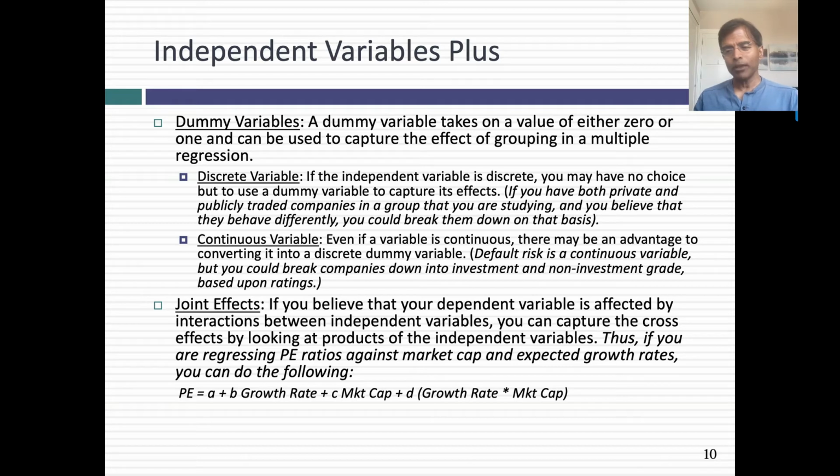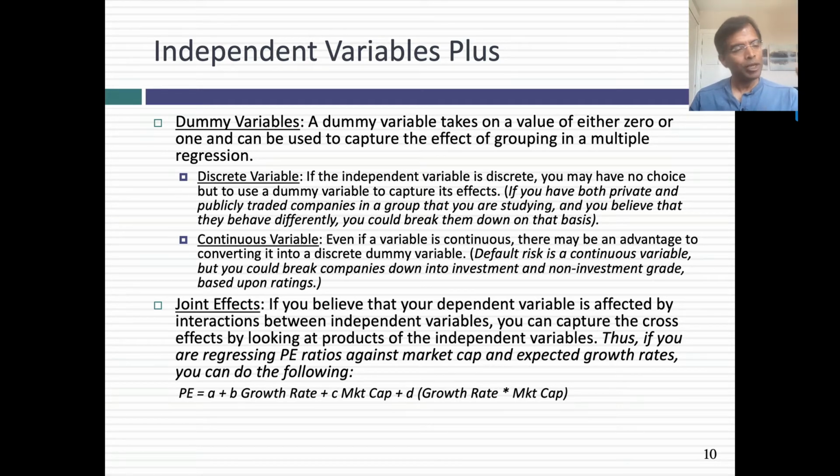Now, incidentally, when you talk about multiple regression, there are a couple of interesting twists on independent variables that you might be able to use, especially when you run into issues. The first are what are called dummy variables. A dummy variable can take on the value of either 0 or 1. You're saying, when would I use something like this? Let's assume you have 50 companies in your sample, 30 are public, 20 are private, and you're looking at something, debt ratio of these companies as a function of earnings. But you worry about the fact that private companies might behave very differently than public companies.